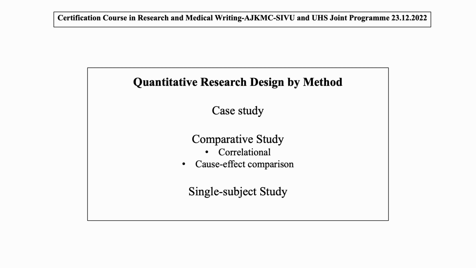So now let's look into the quantitative research design by method. I'm giving you the classification so that you never get confused with designs described in different ways. First of all, based on the method, research design can be a case study, or a comparative study, which may include two popular studies, the correlational study and the cause-effect comparison study, and the single subject studies.